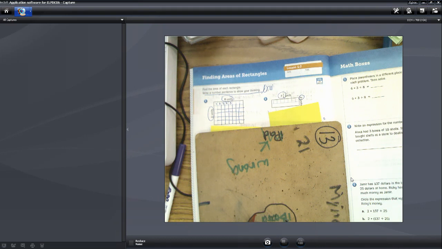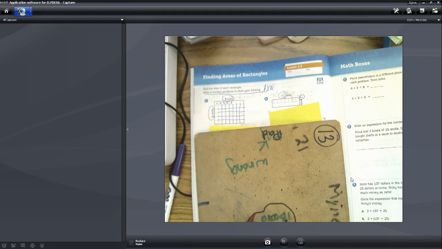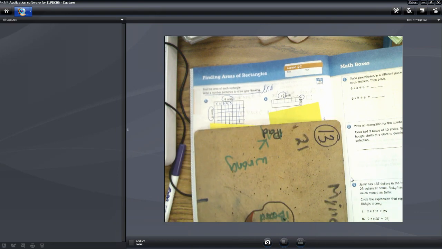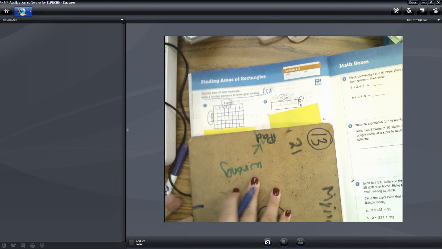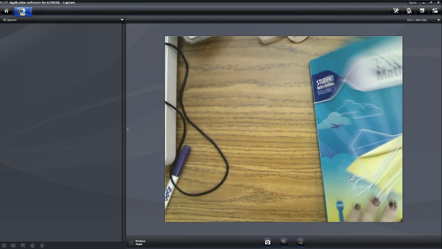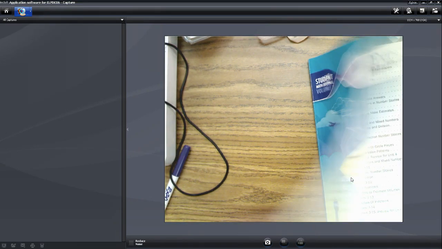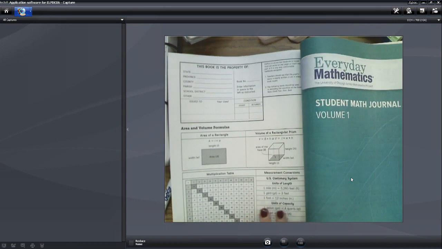Okay. Length times width, and just multiply. 6 times 8. Now, some of you aren't aware of this, and I know I touched on it last week, but some of you haven't used it yet. If you look in your math workbook, the very front cover, you have a multiplication chart.